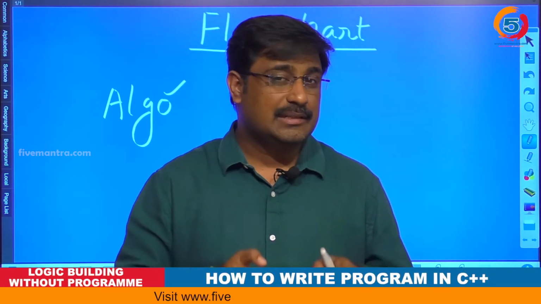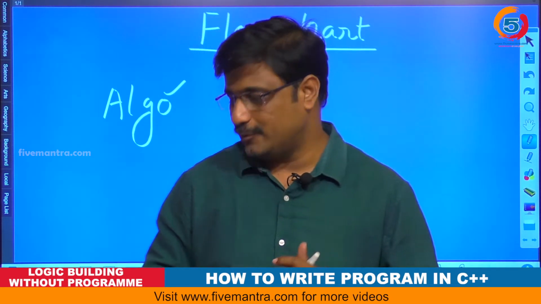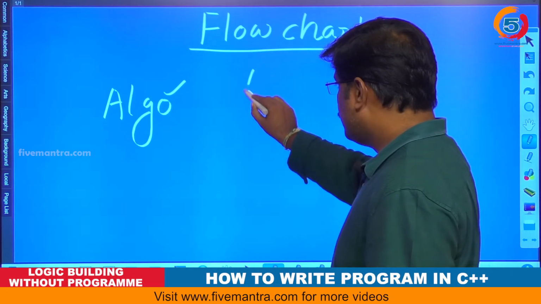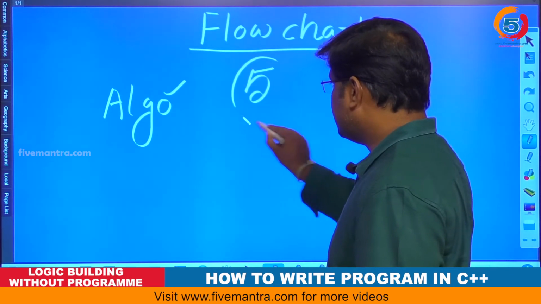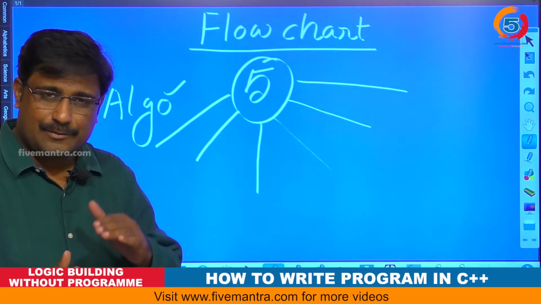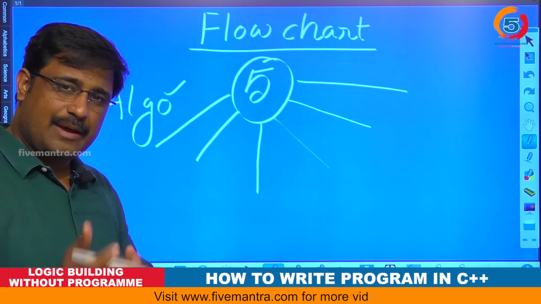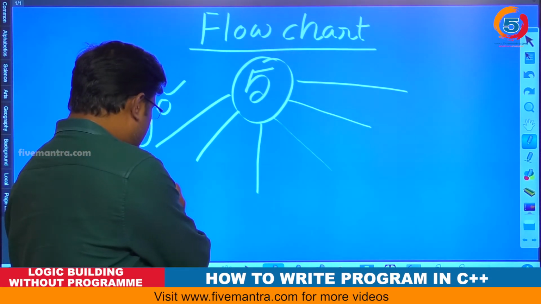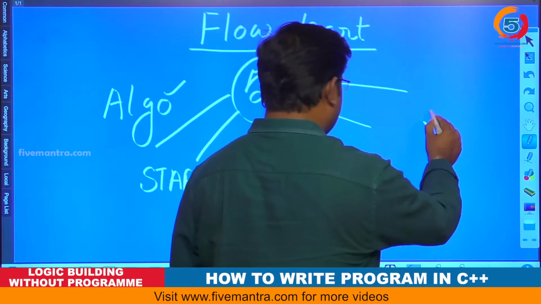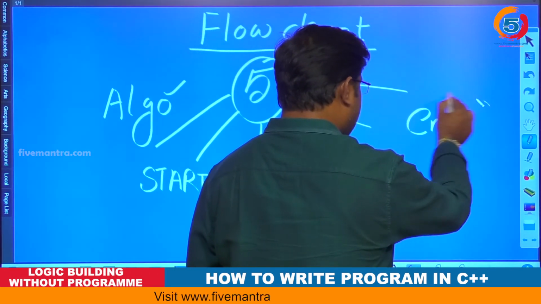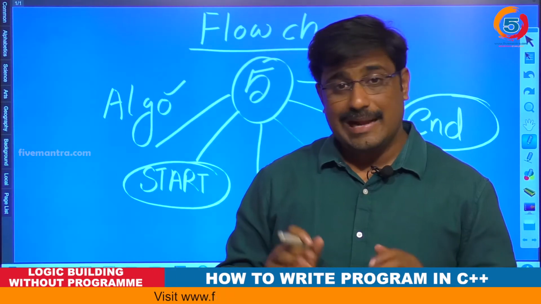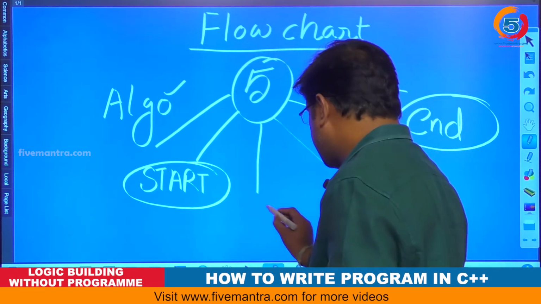Before that, we have to know what symbols we have. As I already said, there are 5 symbols. To explain a problem, first of all I have to start, and once it is completed, I have to end. The first one is start and the last one is end. This is the symbol for that; it is like an ellipse.